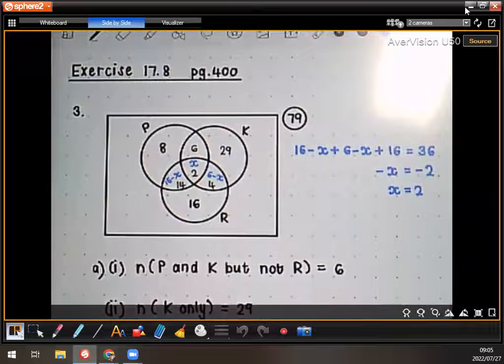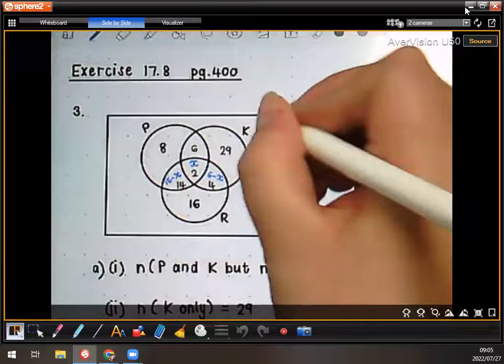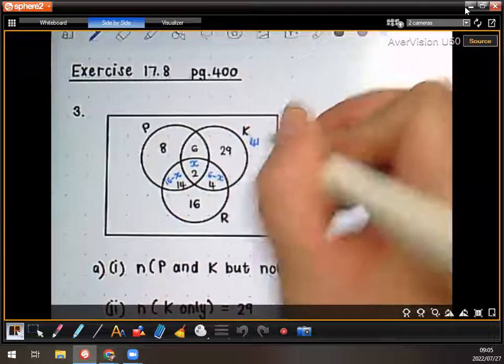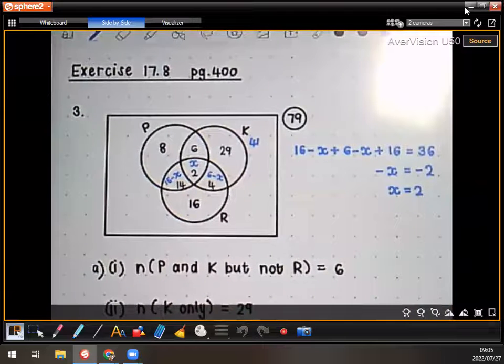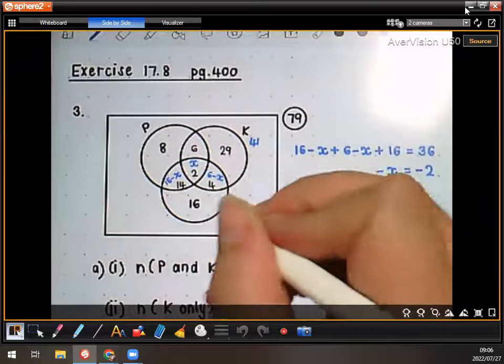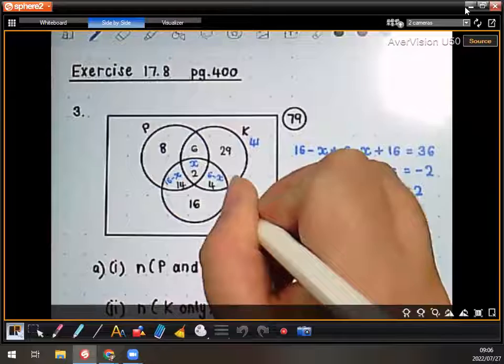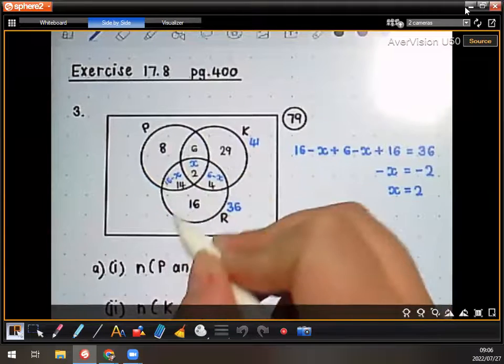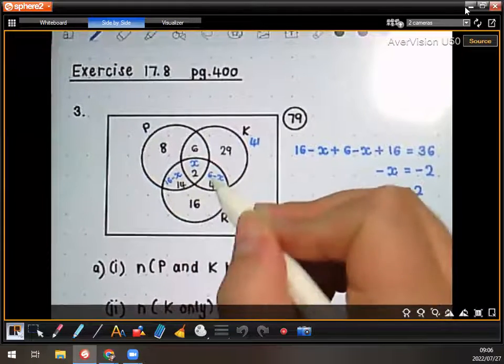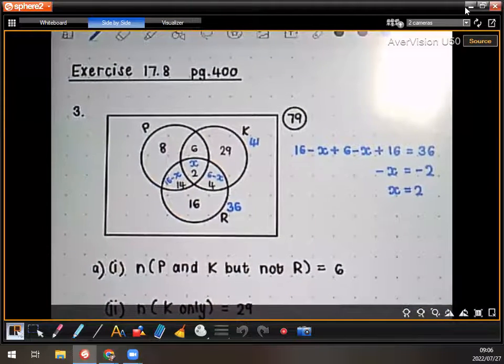So this total, if you want to, you can just put it on the outside of the K circle, just in pencil, and you can erase it later. The total of that circle is 41, but we can't pull that in yet. The total for rap is 36, but again, we can't pull that in yet because the rap circle consists of four parts that all need to add together to give 36.